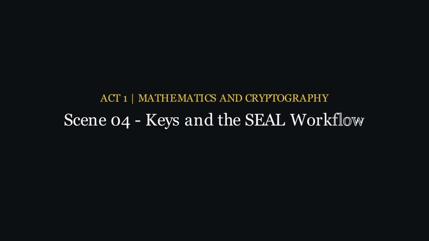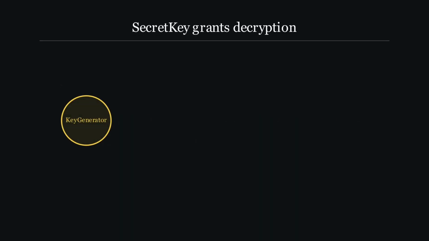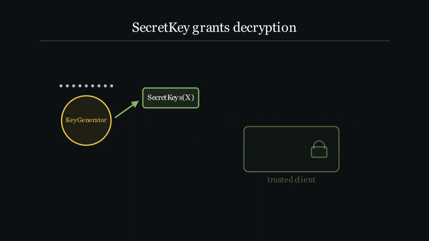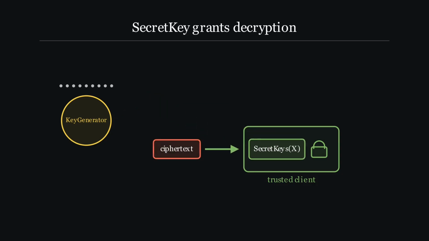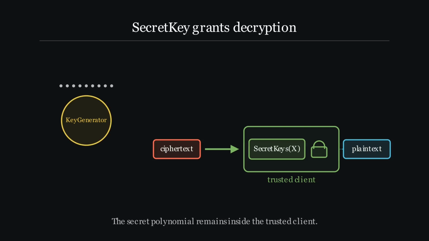Scene 3 showed relinearization and rotations using special evaluation keys. We now continue by asking who creates each key and what capability it grants. Key generator samples hidden polynomial material and produces the secret key S of X. The key moves directly into a protected client vault.